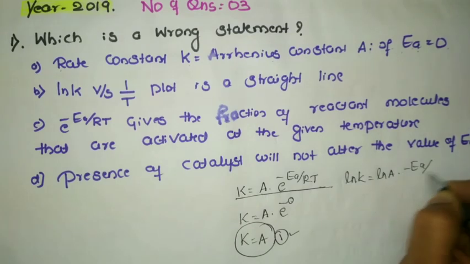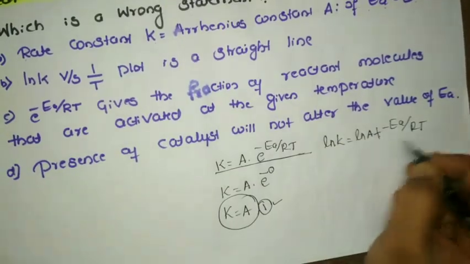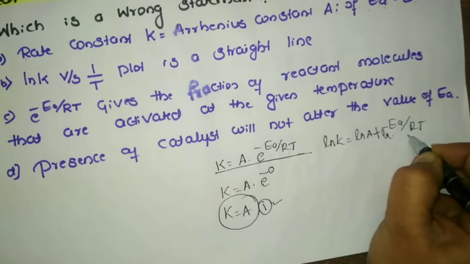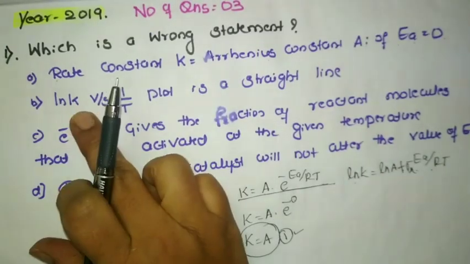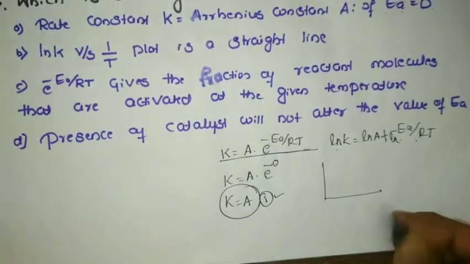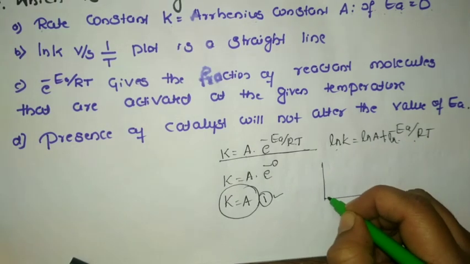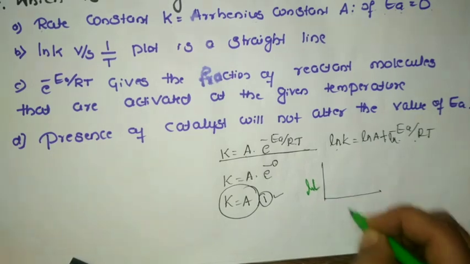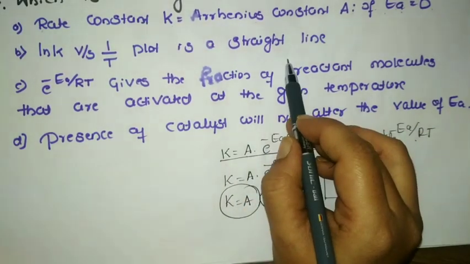Minus EA by RT. Okay, so this is what we have seen. So plus minus EA by RT, this is what we have seen, right? Okay, so if I draw a graph of ln K versus 1 by T, we are going to get a straight line. This we have explained in the previous question also. We will get a straight line. So ln K versus 1 by T. Okay, yes, that is also a correct statement.